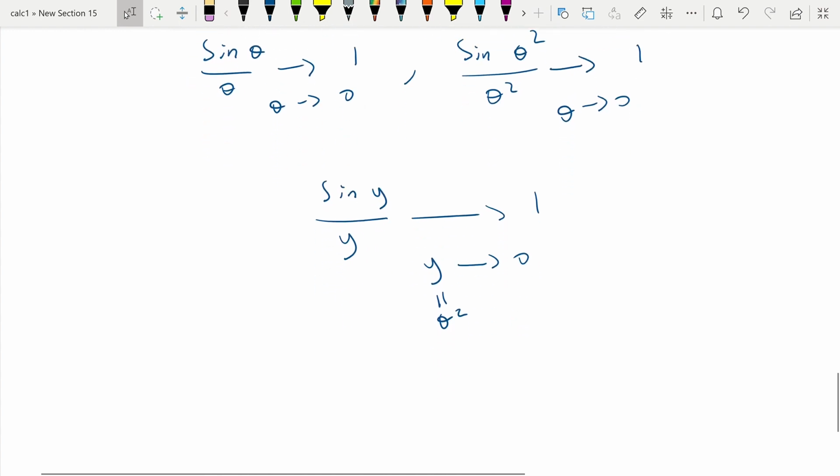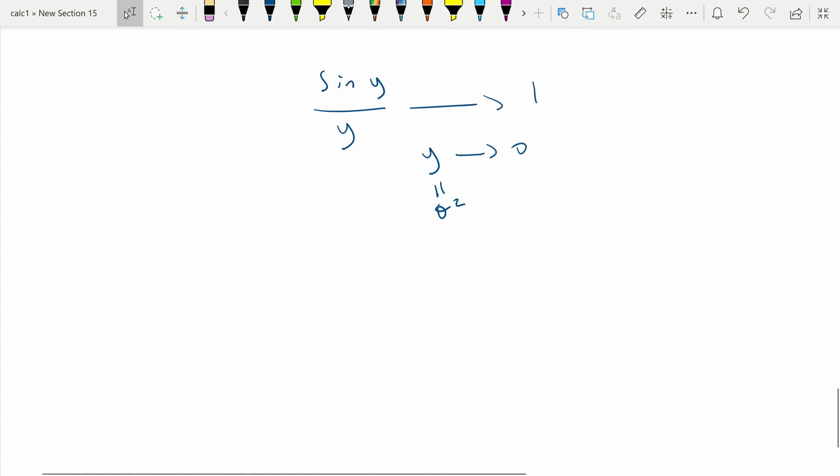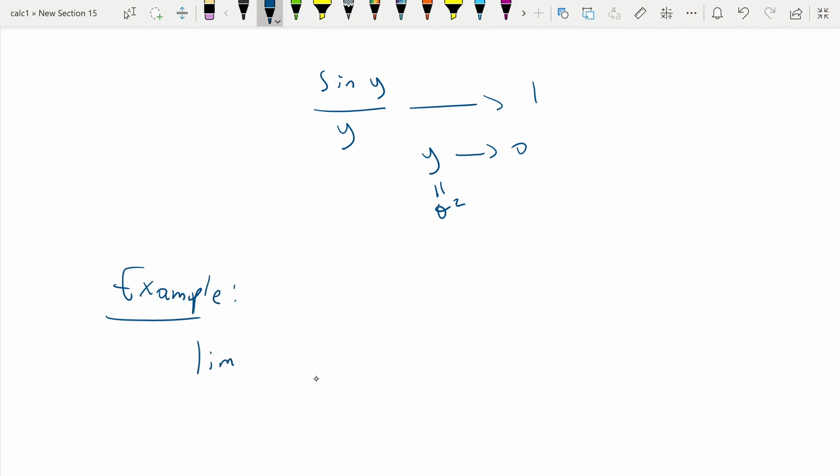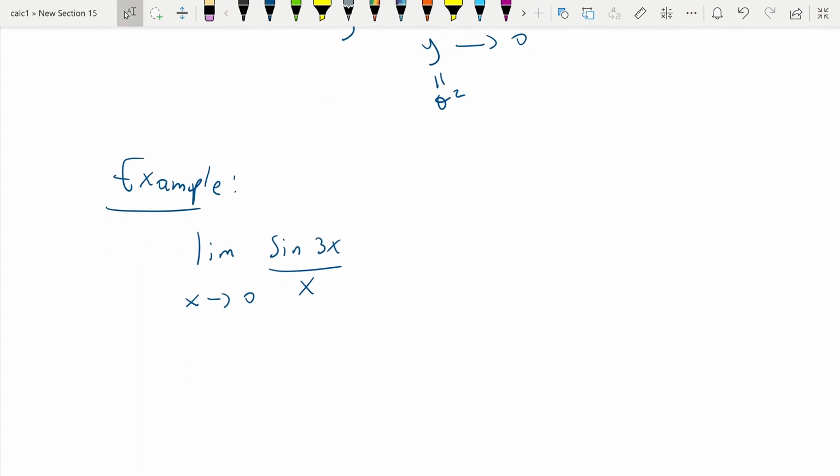The important thing to keep in mind here is that whatever is inside the sine has to be equal to what you're dividing by. This is the kind of mistake I want you to avoid. Suppose that you're asked to compute the limit of sine of 3x over x as x approaches 0. A lot of people write that this is equal to 1 because what's inside is approaching 0 and what's in the bottom is approaching 0, so by the previous theorem that is approaching 1.